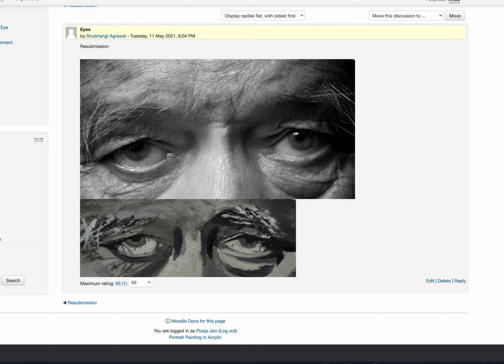So this, the way you did the eye, is exactly what I'm looking for in future. And this is exactly how you should paint.